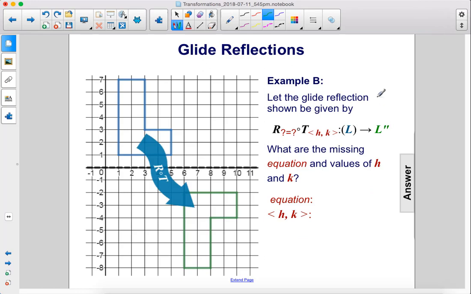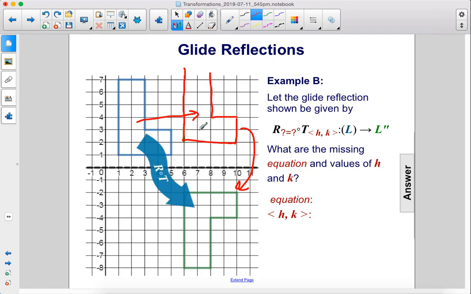Example B. Let the glide reflection shown be given by this format. What are the missing equation and values of h and k? Alright, so here we have a reflection after a translation. So what we're missing here is where the translation ended up. Because if this is the reflection, that means the translation must have been here somewhere in order to be reflected like that. So here we have our shape like that. So first we translated here, and then we reflected across this line here.